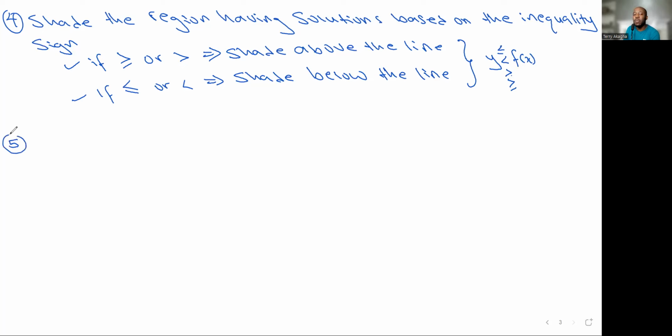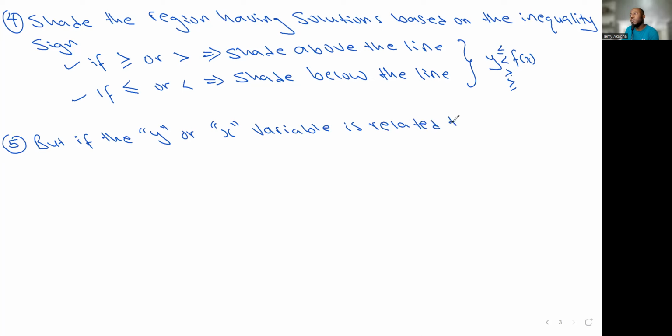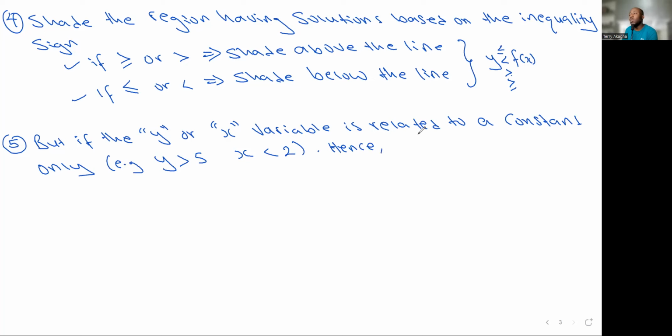But in some cases, if the y or x variable is related to a constant only, for example, we have y is greater than 5, or you have x is less than 2, something like this, then here, steps 1 to 3 do not apply.